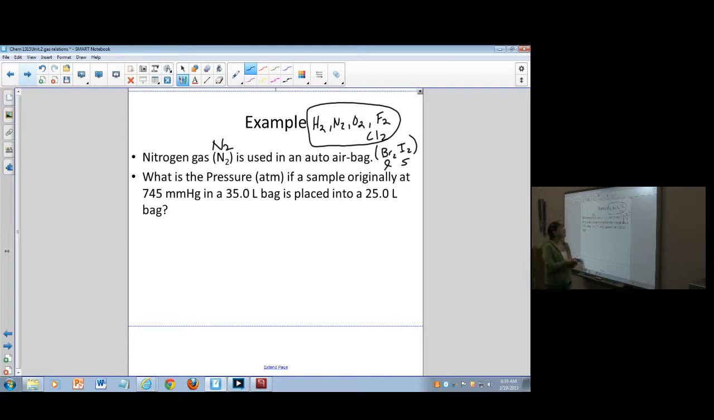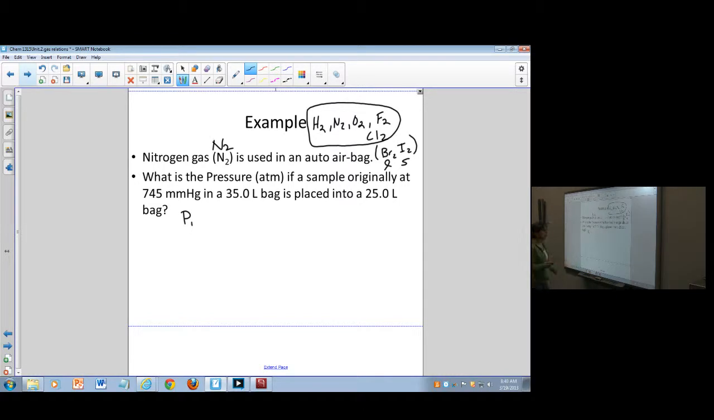All right, so we put some nitrogen gas in an automobile airbag, and now we're going to change something. If we put it originally at 745 millimeters in a 35-liter bag, then what's the pressure going to be in a 25-liter bag? Now, working these gas laws, it's very important to set this up in a way that helps you identify things, because it's easy to make mistakes. And so you should always set up a table.